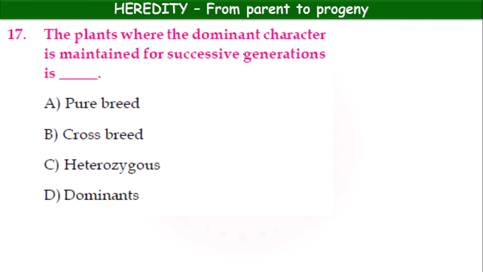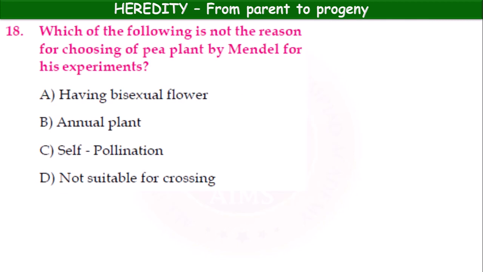The plants where the dominant character is maintained for successive generations is pure breed, crossbreed, heterozygous, dominants. Which one? Pure breed. Okay, capital T, tall, small t, that is dwarf. Okay, capital Y, yellow, small y, green. Okay, so they are pure breed plants.